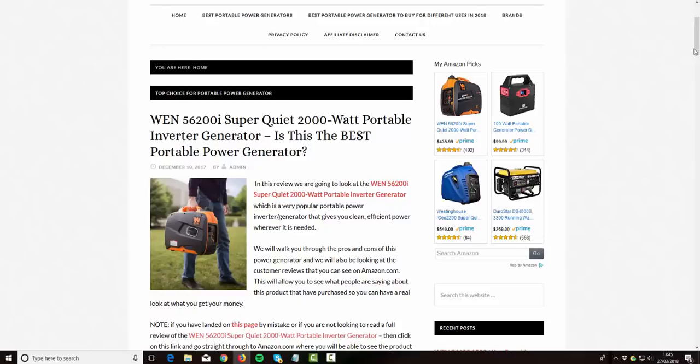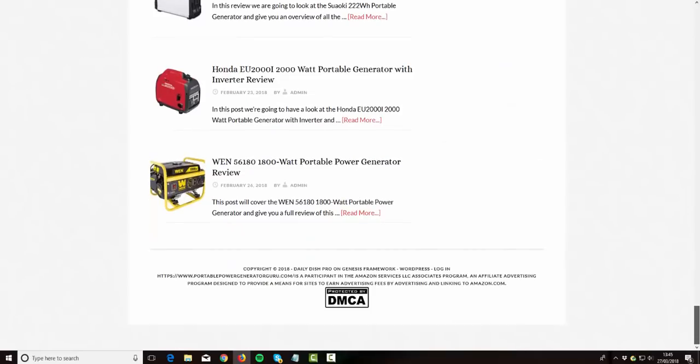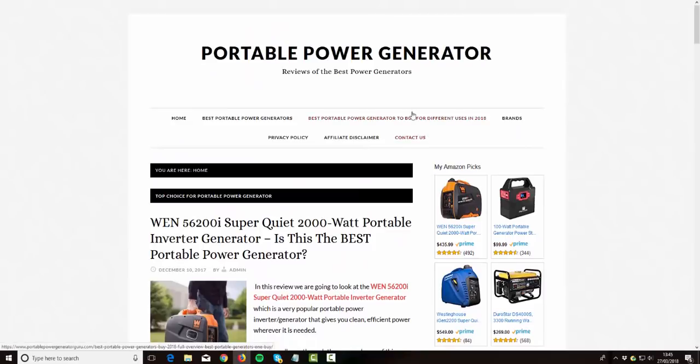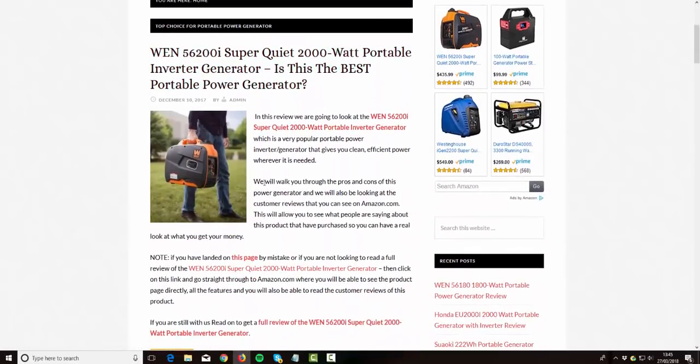You need a proper theme. You don't necessarily have to use a paid one. The one I use is the Genesis framework. This is the Daily Dish Pro. Any of the themes will do good though on Genesis, and you just need to have a proper site.